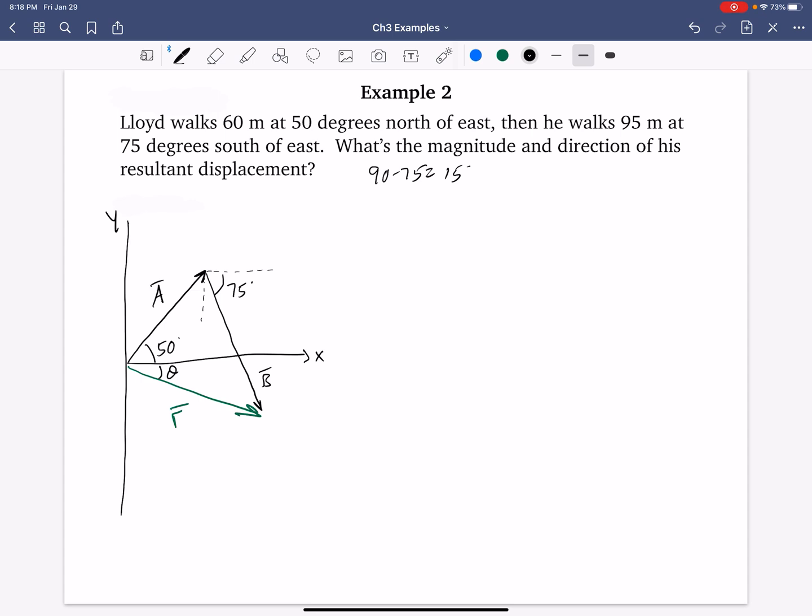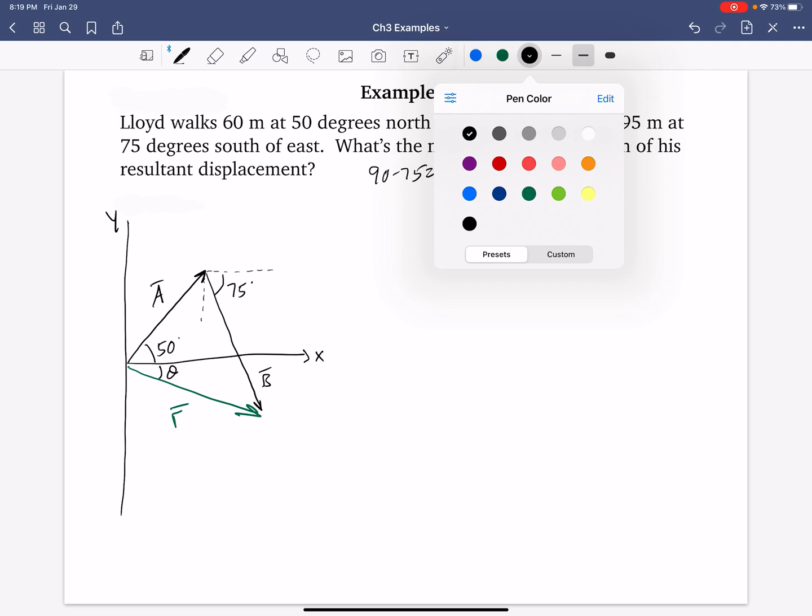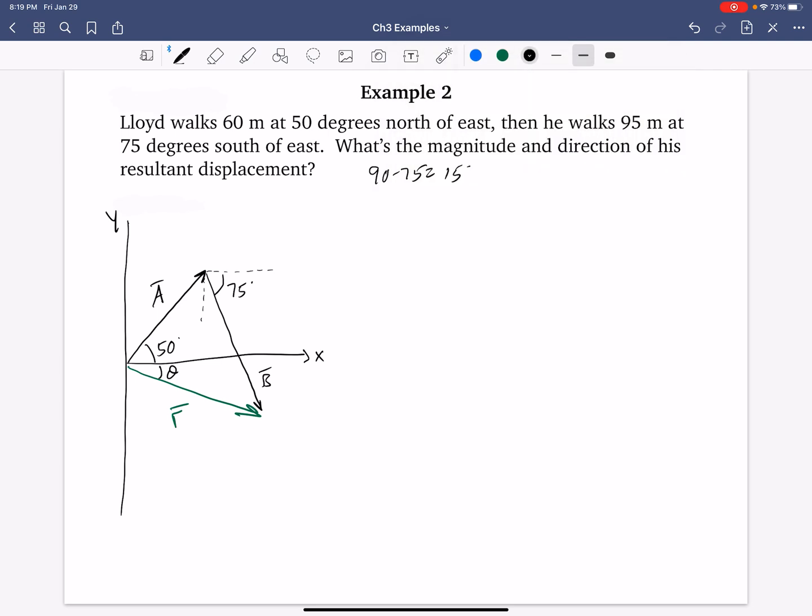The first step after you've drawn the problem and written down everything you know is to find components of these vectors, at least in problems that deal with resultant vectors. So I'll get that out of the way. First, what I want to find are the components of A and the components of B, specifically in the x direction.